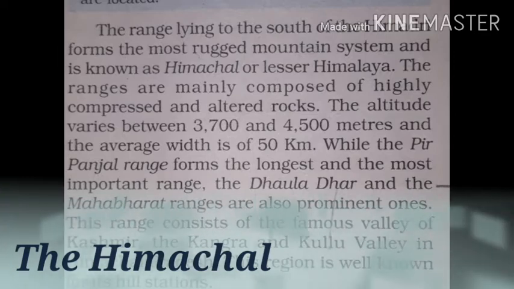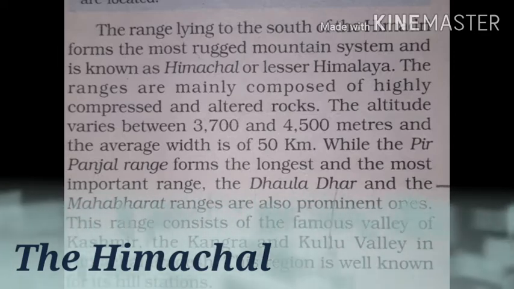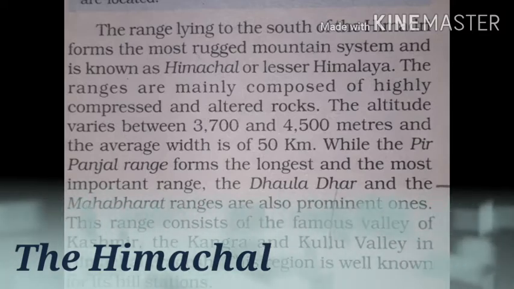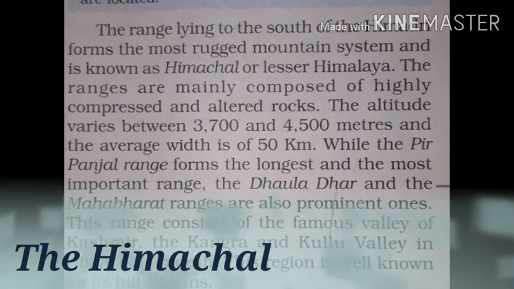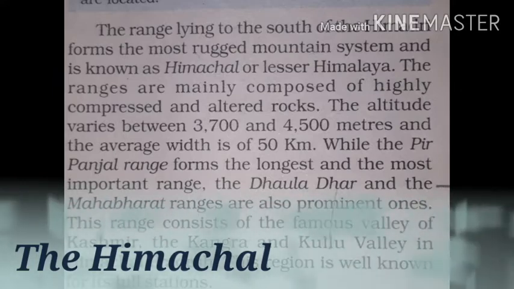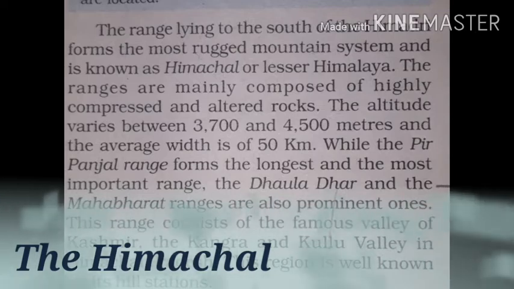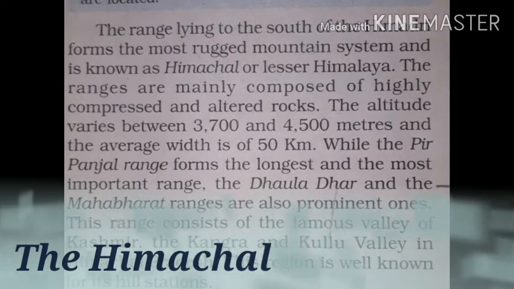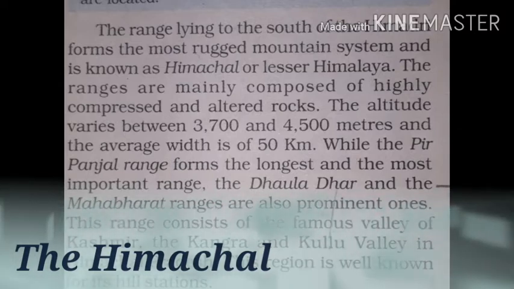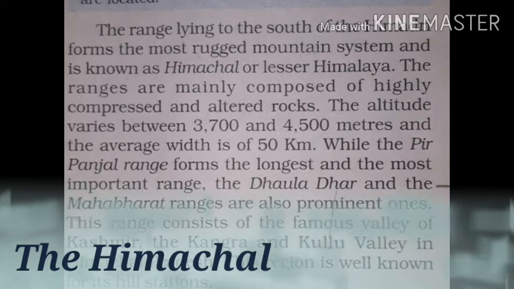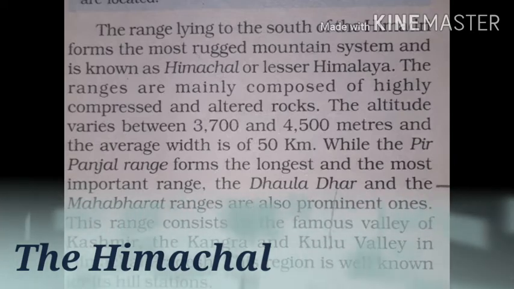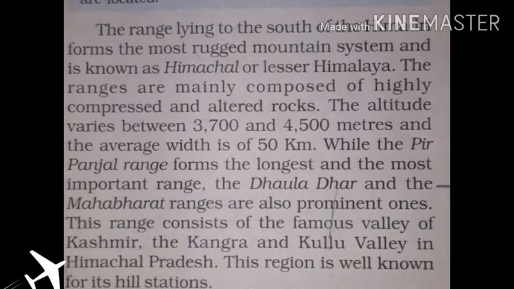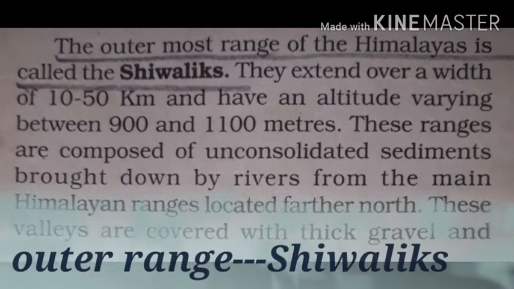The Pir Panjal forms the longest and the most important range. The Dauladhar and the Mahabharat ranges are also prominent ones. This range consists of the famous valleys of Kashmir, Kangra, and Kullu in Himachal Pradesh. This region is also famous for hill stations like Mussoorie, Nainital, and Ranikhet, which lie in this Himachal region. The outermost range of the Himalaya is called Shivalik.